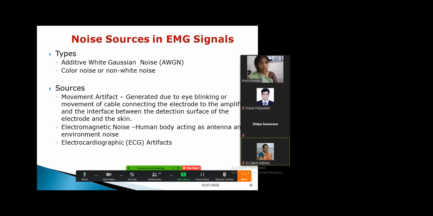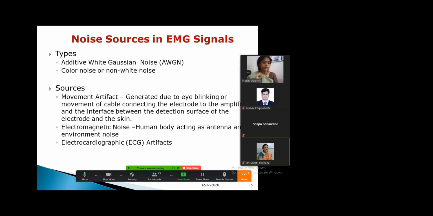Noise sources: white Gaussian noise is there, colored noise is there. So there are movement artifacts. We have to understand that different types of noise will be added as we're taking the measurement. So there are movement artifacts, the person is moving, so electrodes are moving, there is a contact problem between the electrode and the skin surface, there is electromagnetic noise, and there are ECG artifacts. So a lot of noise gets added.